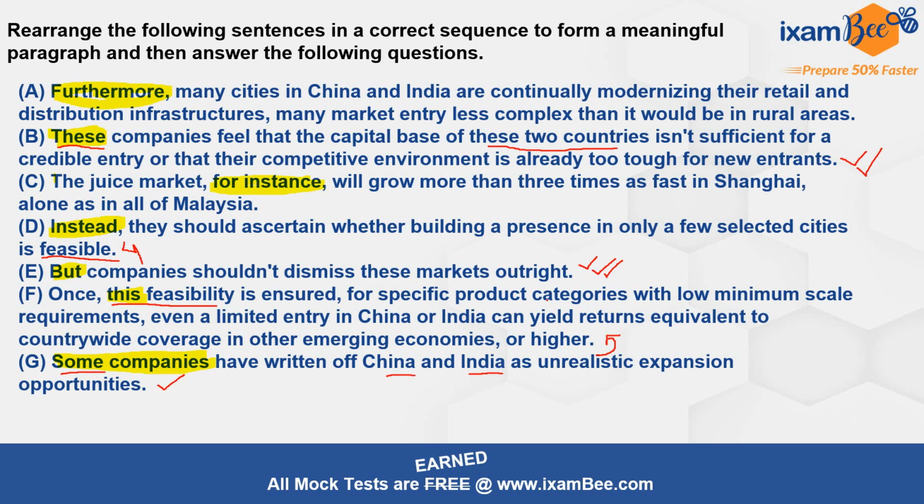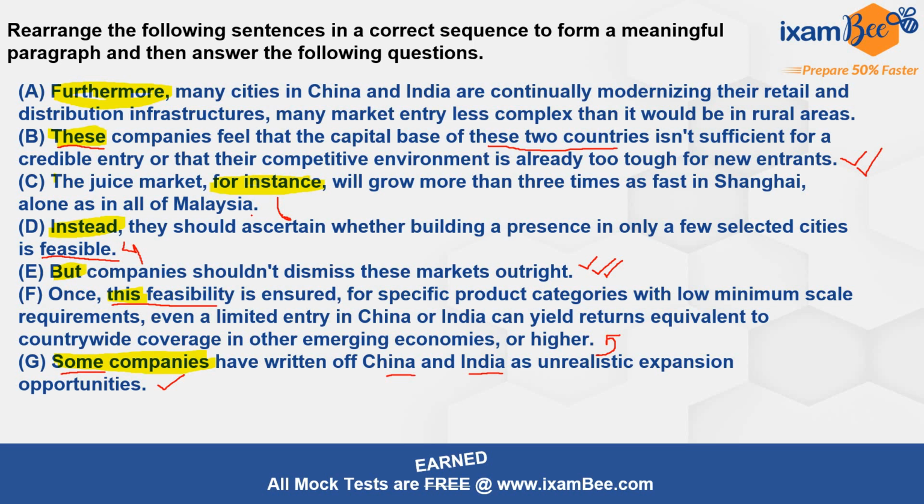Okay, so perhaps now we need to have an example, right? So look at C1. The juice market, for instance, will grow more than 3 times as fast in Shanghai alone as in all of Malaysia. So look at C. So now this relates to what was said in the sentence F, right? So this is going to be your sixth sentence here. This is going to be a sixth sentence. All right, so the juice market, for instance, will grow more than 3 times as fast in Shanghai alone as in all of Malaysia, right?